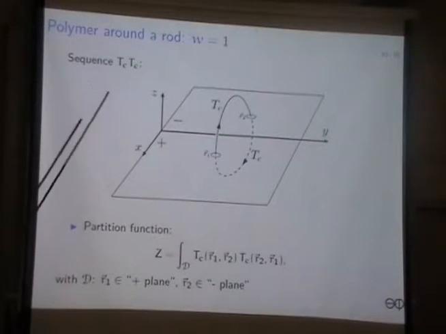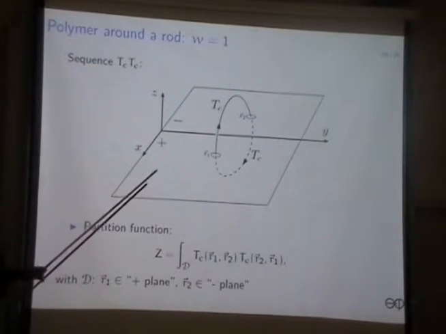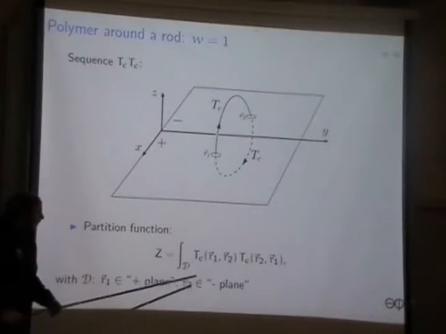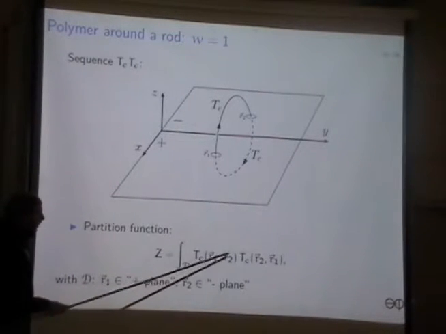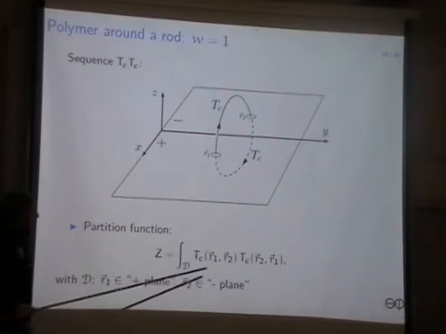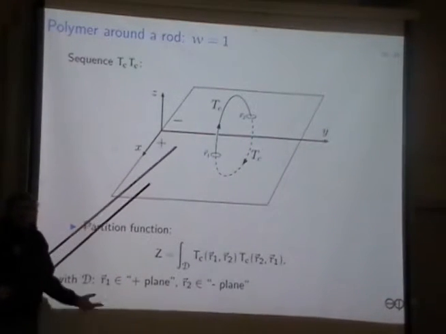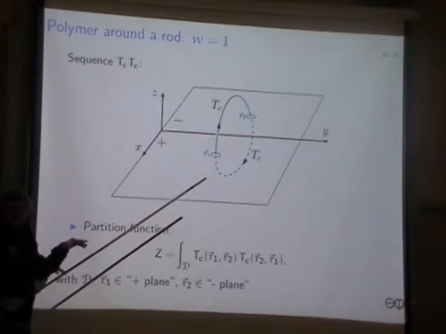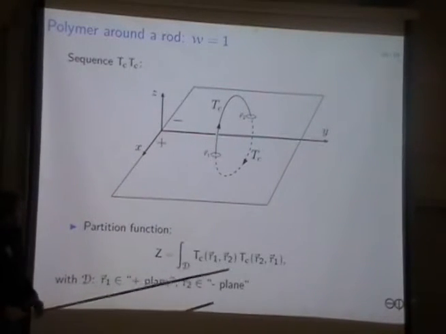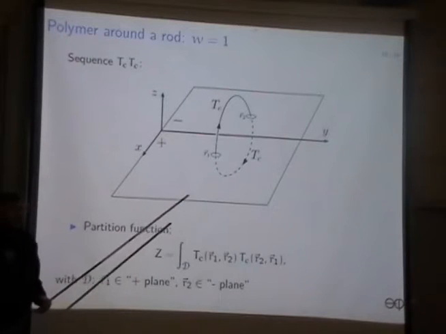Pretty obvious. How do you then get a partition function? Well, for this particular configuration, I just need to take these weights, TC, TC, and integrate over the coordinates R1 and R2, because those are literally the only degrees of freedom in this, alright? So what is the appropriate integration domain?